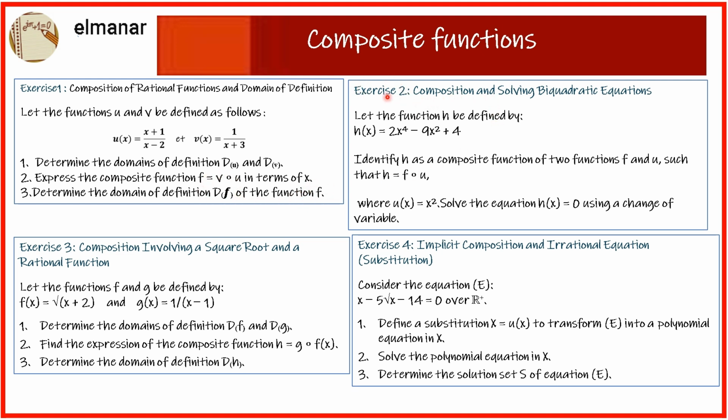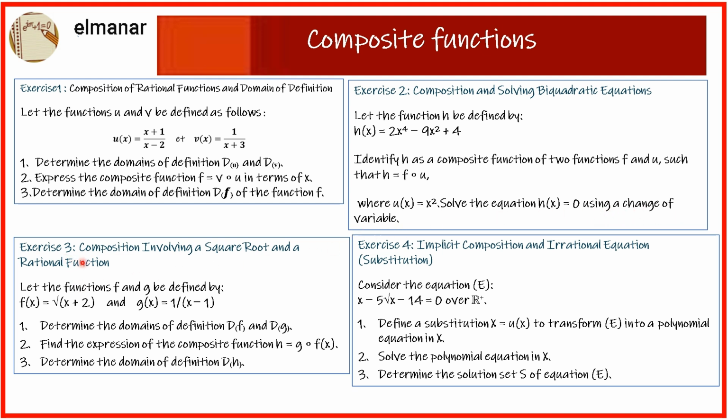Exercise 2. Composition and solving of biquadratic equations. Let the function h be defined by h of x equal to 2x to the power of 4 minus 9x squared plus 4. Identify h as a composite function of two functions f and u, such that h is equal to f composed with u, where u of x is equal to x squared. Solve the equation h of x equal to 0 using a change of variable.